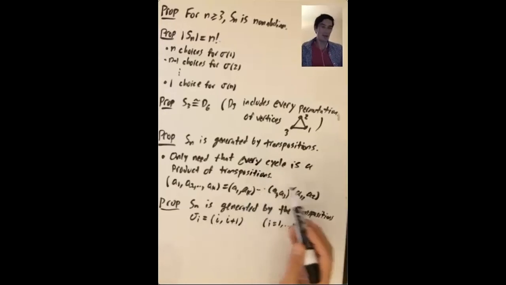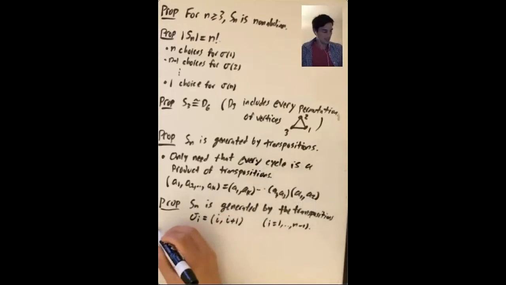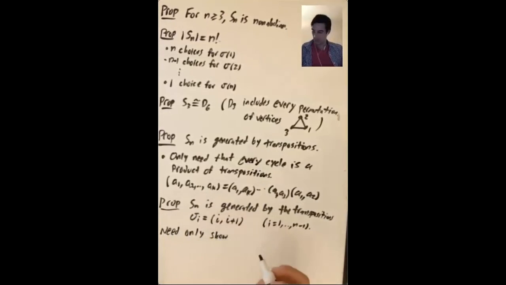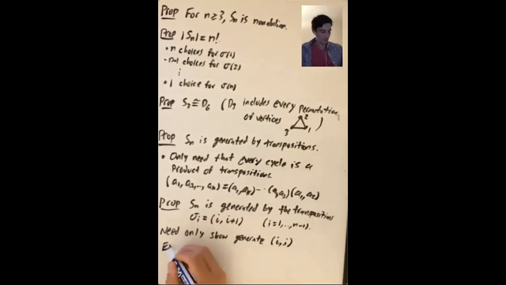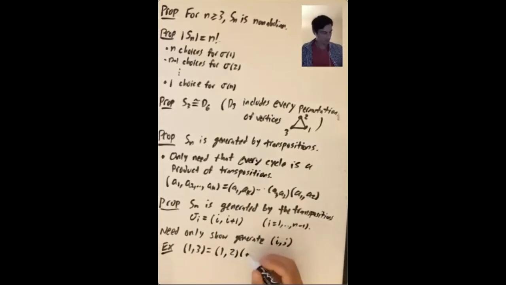But we already saw that you could write all the cycles as products of transpositions. So we need only show that these special transpositions generate all the other transpositions, (i, j). So just to give one example, and you can think about how to do this in general, the transposition (1, 3), well, it's not one of these special transpositions, but it is a product of them. (1, 2), (2, 3), (1, 2). Okay, so you can think about how to do this in general.